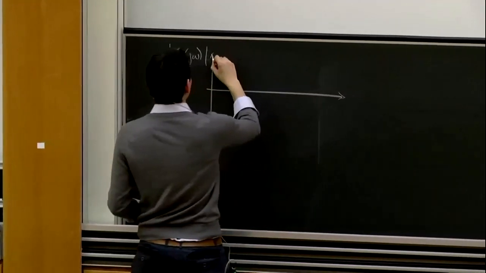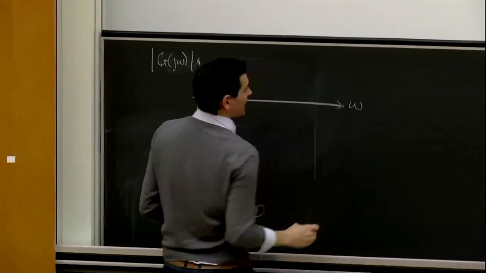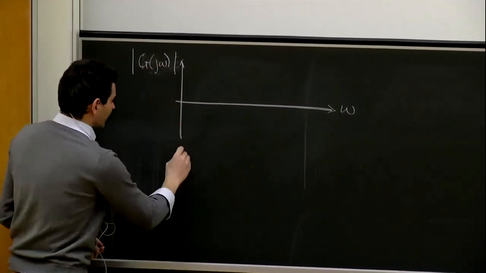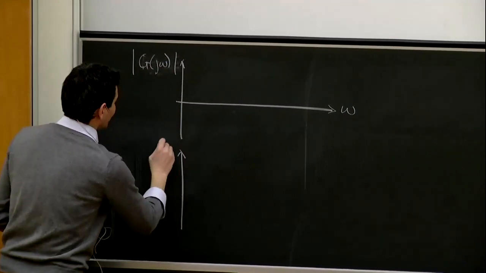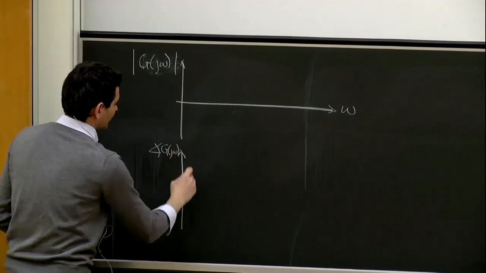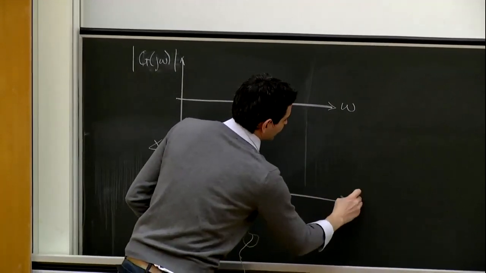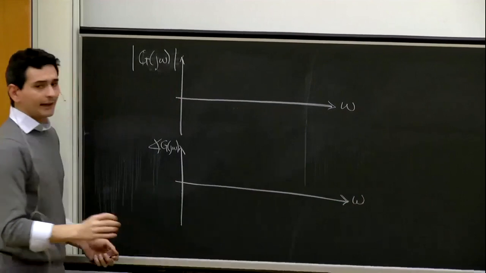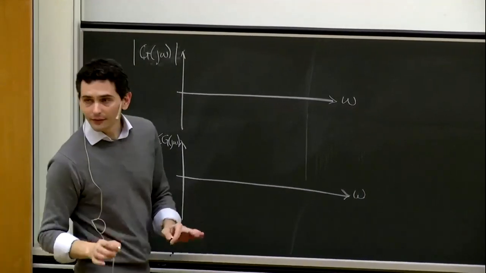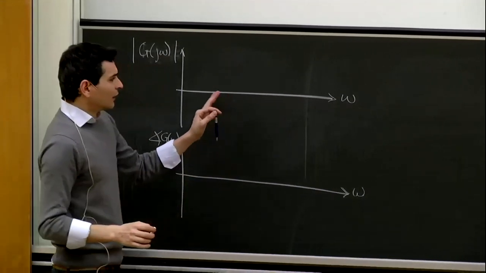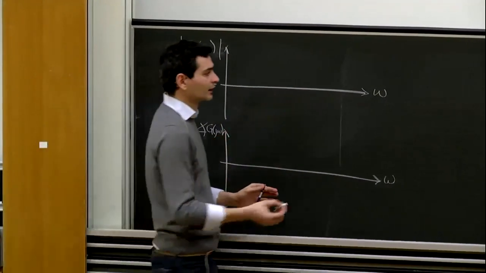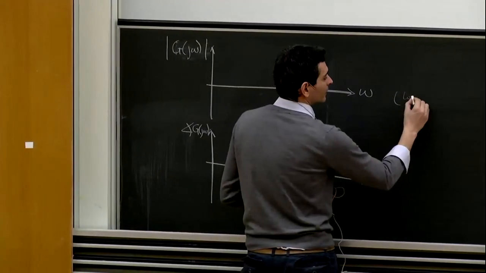We put this on the y-axis, and on the x-axis we put the frequency. This is the plot for the magnitude, and then you'll have another plot for the phase of the transfer function, always as a function of omega. And here it's important that you pay a little bit of attention, because there are some details that matter. We express the frequencies on a logarithmic scale.